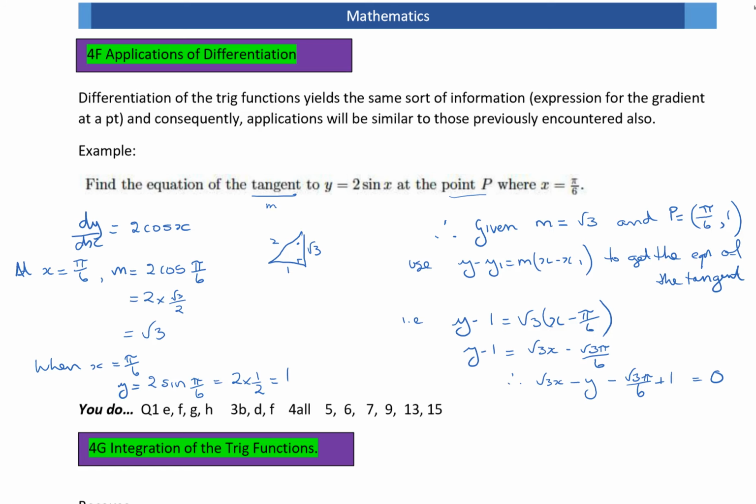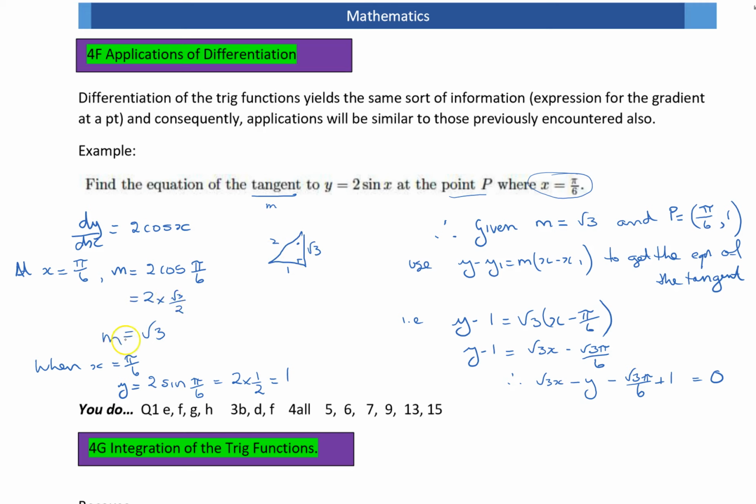So there's no surprises in this solution. Finding the derivative, simply 2 cos x at x is equal to pi on 6. We're getting that from there. We're able then to calculate the actual gradient, because this is our expression for the gradient. So it's 2 times the cos of pi on 6. I use my little right angle triangle. Pi on 6 is 30 degrees, which sits up here, and cos is root 3 on 2. So it gives me a gradient of root 3.